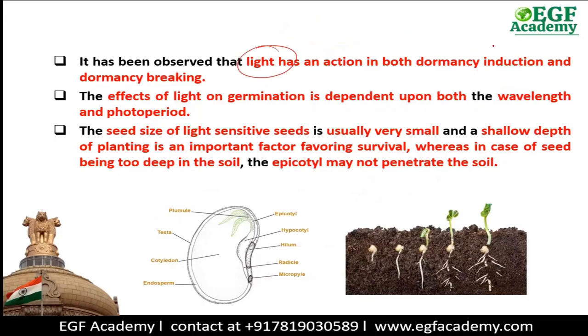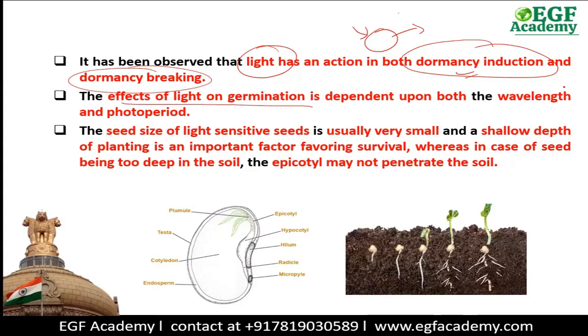Light has both types of actions: dormancy induction and dormancy breaking. Light can also induce dormancy. It means it can make a seed dormant, and in some seeds, it can also help in germination of seed, breaking its dormancy. It depends on which species the seed belongs to. The effect of light on germination depends on its wavelength and photoperiod. So what is the wavelength of the light?